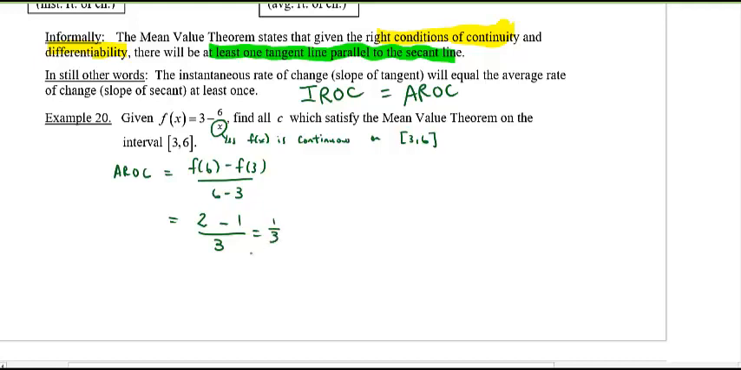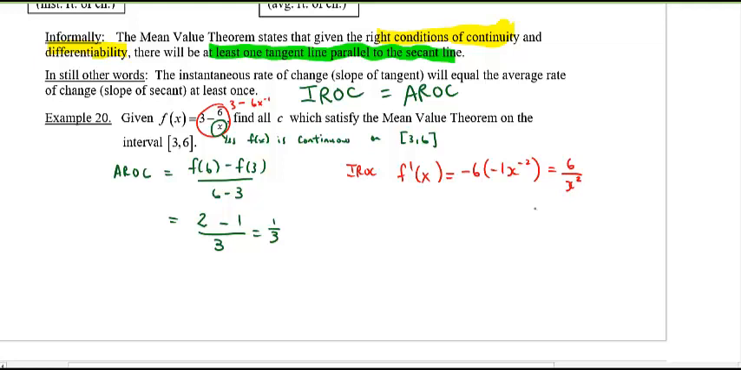Okay, that's AROC. What's IROC? Instantaneous rate of change. That's the derivative, so the slope of the tangent line. Remember, this is the same thing as 3 minus 6x to the -1. So the derivative of 3 is 0. The derivative of -6x to the -1: -6 is a constant, let's ignore it. We'll bring down the exponent, reduce the exponent by 1, and I have here positive 6 over x squared.